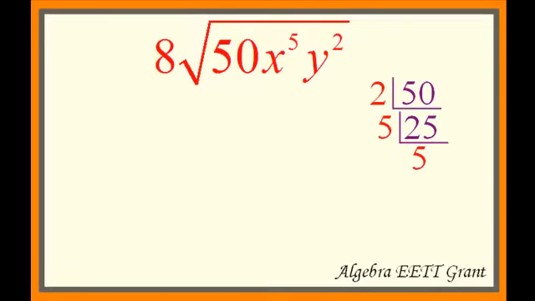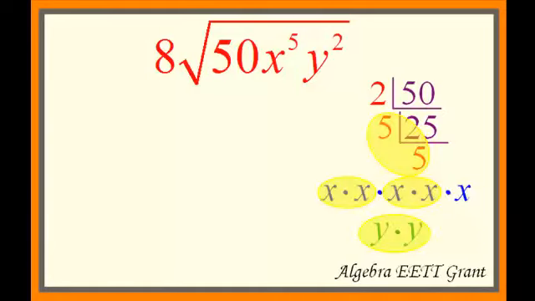Now we do the same thing with the variables. X to the 5th just simply means you have 5 x's underneath that square root. Y squared means you have 2 y's. Now this is still a square root, so even with the variables, we're looking for groups of 2. So you'll notice I've highlighted all the groups of 2, and we got quite a few things that we can pull out of this radical.